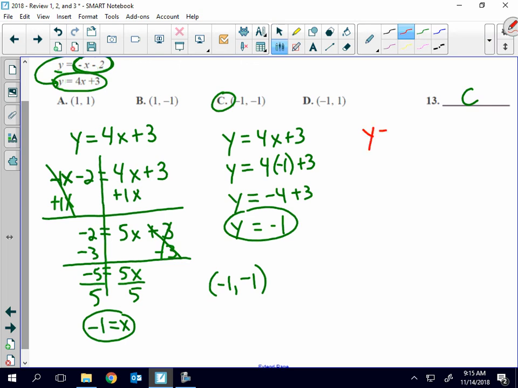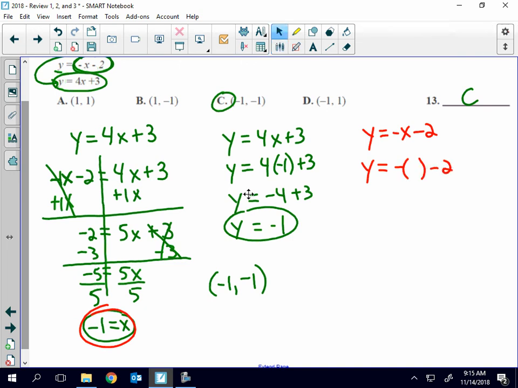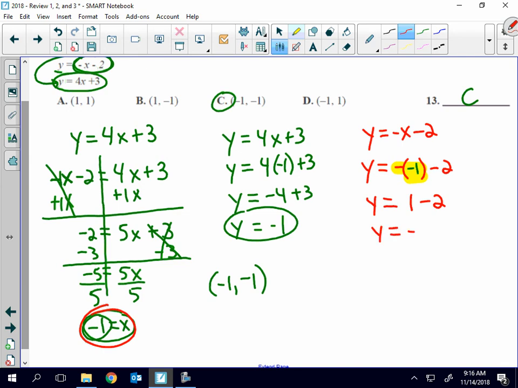Y equals negative x minus 2. If I were to plug this x in, so this is a negative 1. So watch me as I do this. This is y equals negative, I'm going to leave a space because I'm going to put my x in there. And then minus 2. But the x is, right here, a negative 1. So basically, they're saying, what's the opposite of negative 1? The opposite of negative 1 is positive 1. So this says y equals positive 1 minus 2, where you will get your negative 1. We got the same answer.